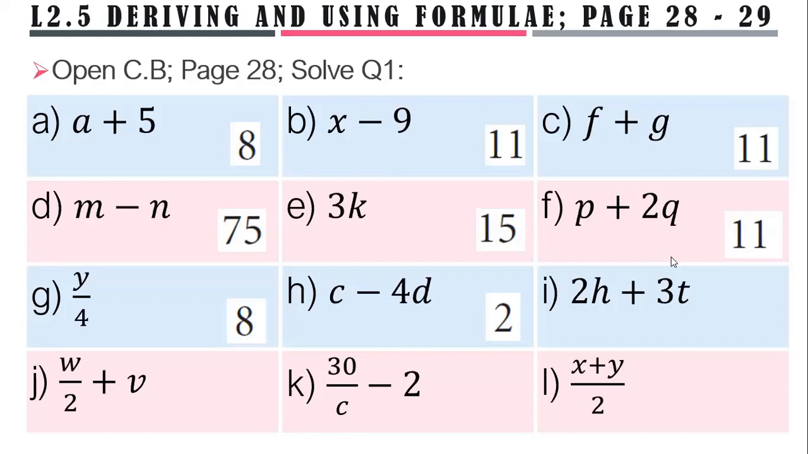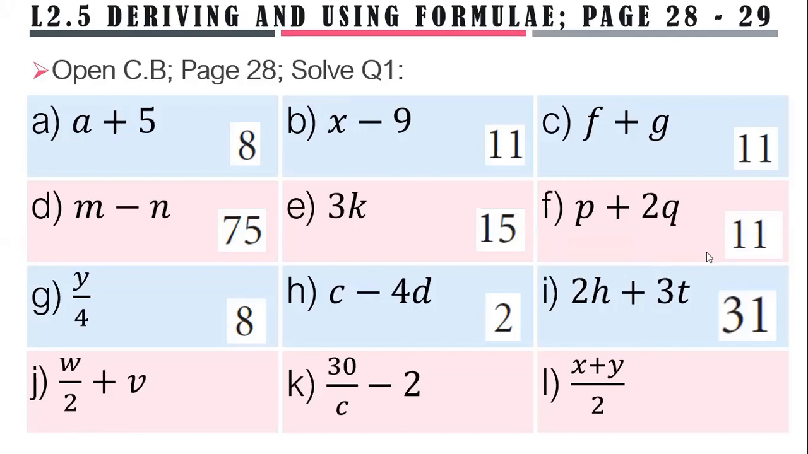Rayan. 2H plus 3T, when h equals 8 and t equals 5. So 2 times 8 is 16 and 3 times 5 is 15. 16 plus 15 is 31. Excellent job. Thank you very much.